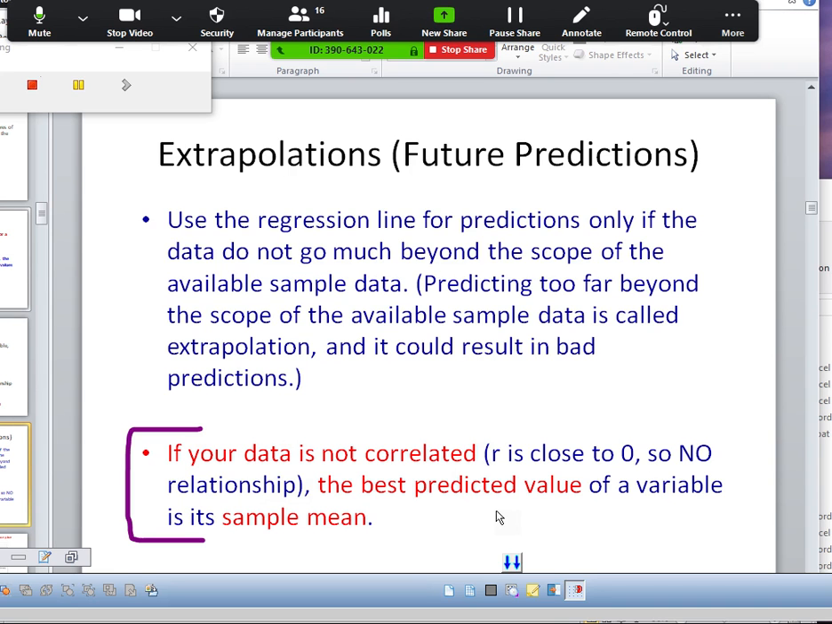And also if your data is not correlated, in other words, if r is close to 0, so there's no relationship, and you do not reject h naught, then you just use the sample mean. You can't use that line.